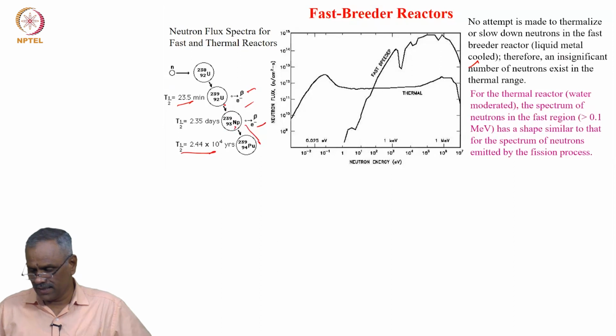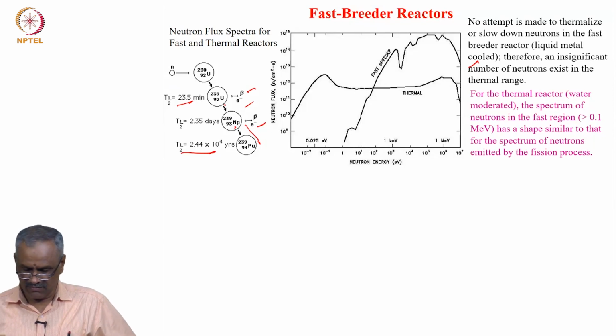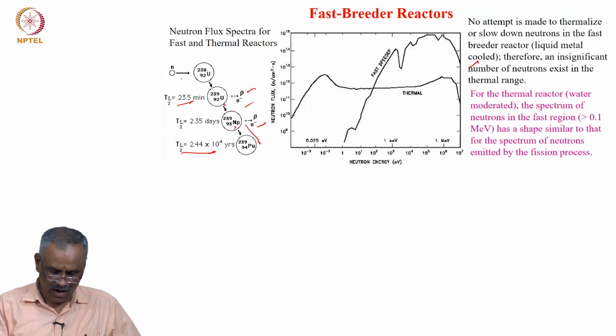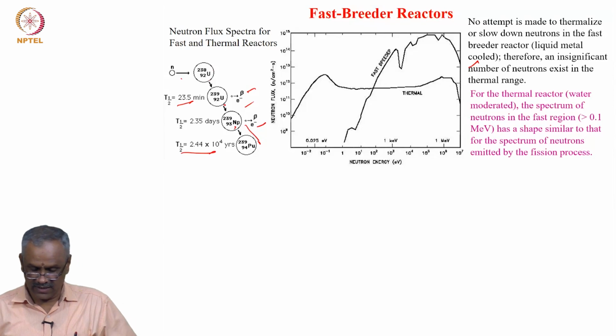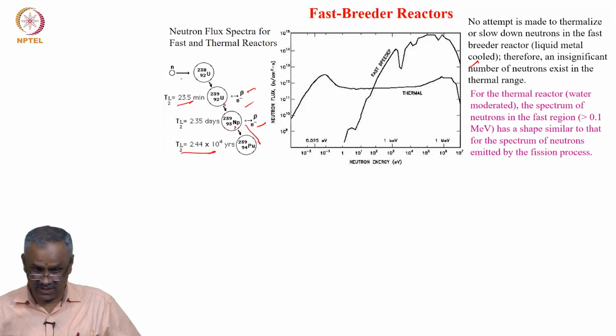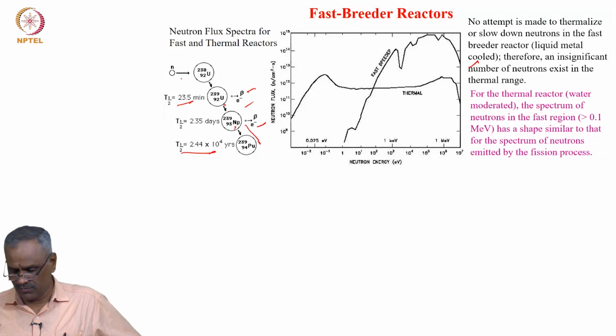So, here generally no attempt is made to thermalize or slow down the neutrons in the fast breeder reactors. The meaning of that is, when a neutron is released after reaction, two or more neutrons are released, and their speeds are very high. In thermal reactors the neutrons are reduced, moderated, whereas in fast breeder reactors they are allowed to go with the same speed. So, there is no slowdown of neutrons in the fast breeder reactor.